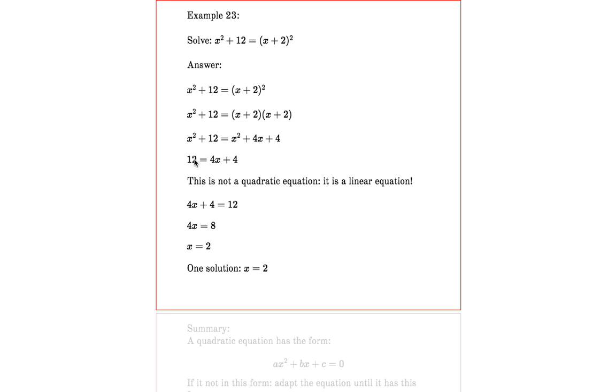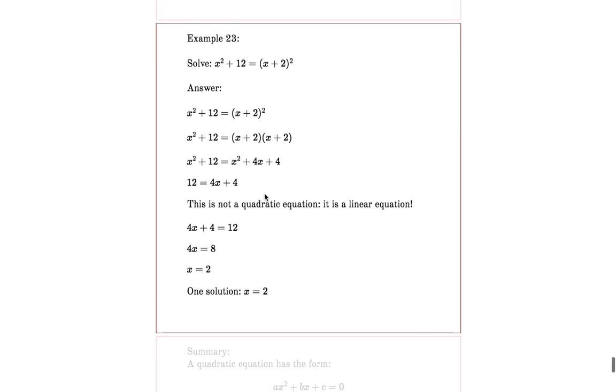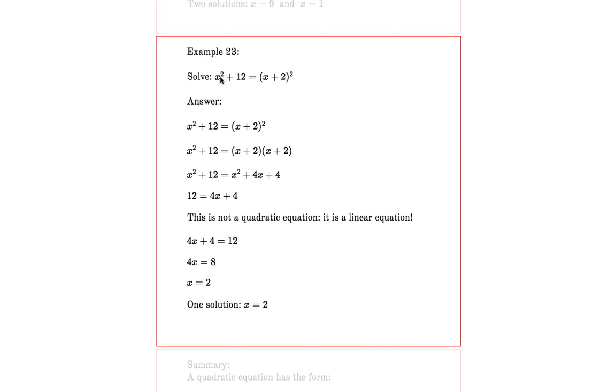So we move the 12 to the other side. 4 also to the other side. It becomes 8. And we divide by 4. So we get x is 2. x is 2 is a solution. 2 squared is 4, plus 12 is 16. 2 plus 2 is 4. Squared is also 16.